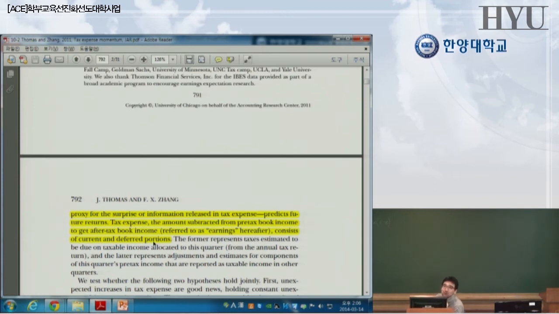Right? They use this approach because the tax reporting, tax statement of the firm is confidential. 그러니까 여러분이 얼마나 세금 내는지 국세청에는 다 자료가 있겠지만 다른 사람들은 못 보는 거죠. 그래서 파이낸셜 스테이트먼트를 분석하면 간접적으로 추정이 가능해요. 프리텍스 이익과 애프터텍스 이익을 비교해서 그 차이를 텍스 익스펜스로 계산하고, 이걸 1년 전 것과 비교해서 서프라이즈로 계산한다.